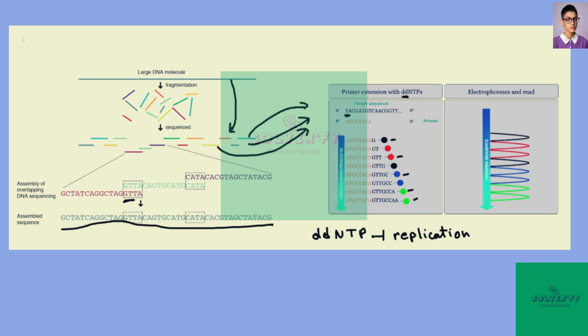So the correct answer is A. You cut the DNA into fragments, you sequence all of those fragments using the chain termination method, you find out what the overlaps are between the fragments, and then from that you can form the entire fragment sequence.